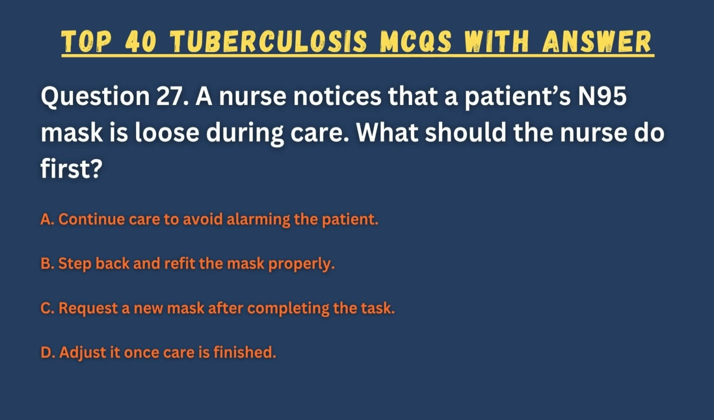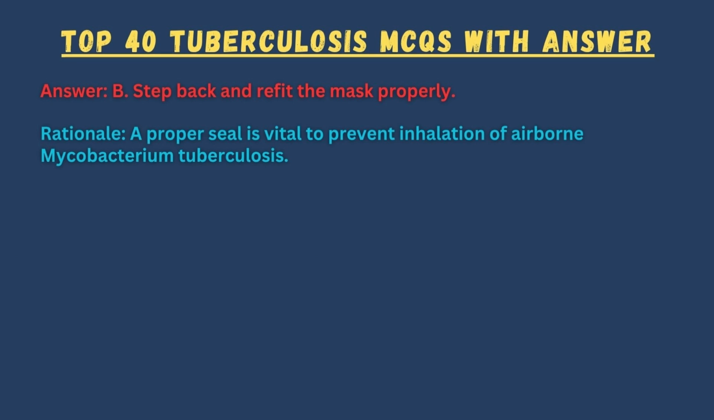Question 27. A nurse notices that a patient's N95 mask is loose during care. What should the nurse do first? A. Continue care to avoid alarming the patient. B. Step back and refit the mask properly. C. Request a new mask after completing the task. D. Adjust it once care is finished. Answer. B. Step back and refit the mask properly. Rationale. A proper seal is vital to prevent inhalation of airborne Mycobacterium tuberculosis.